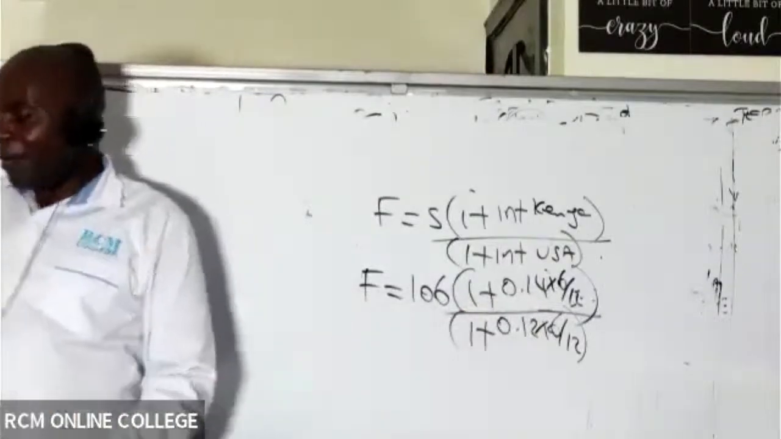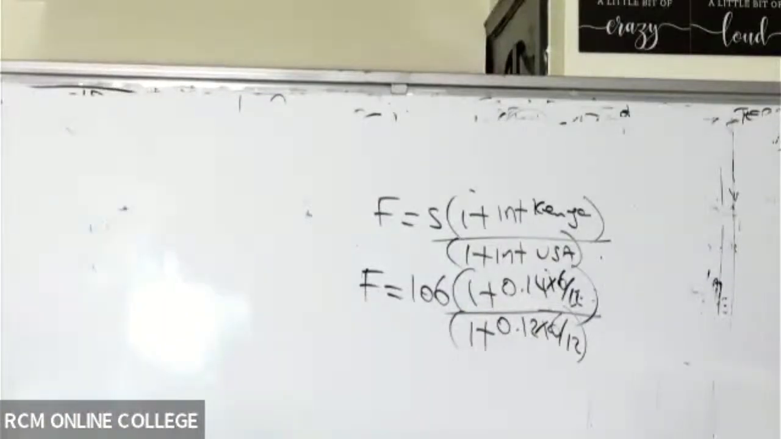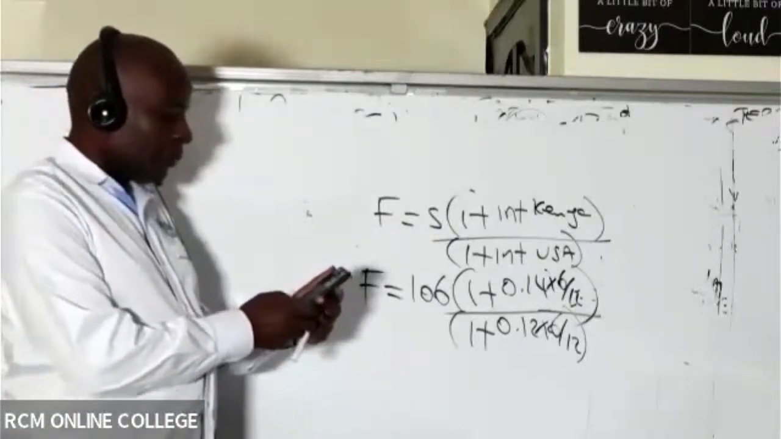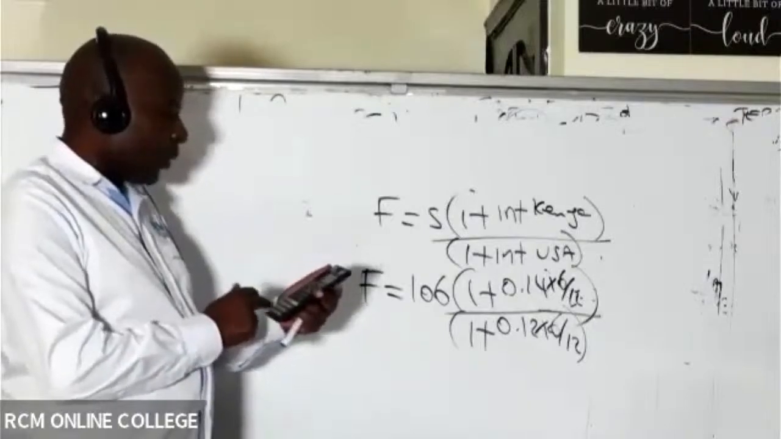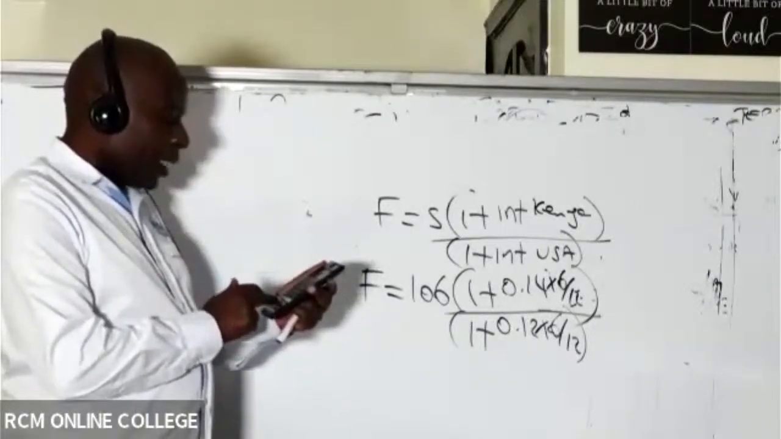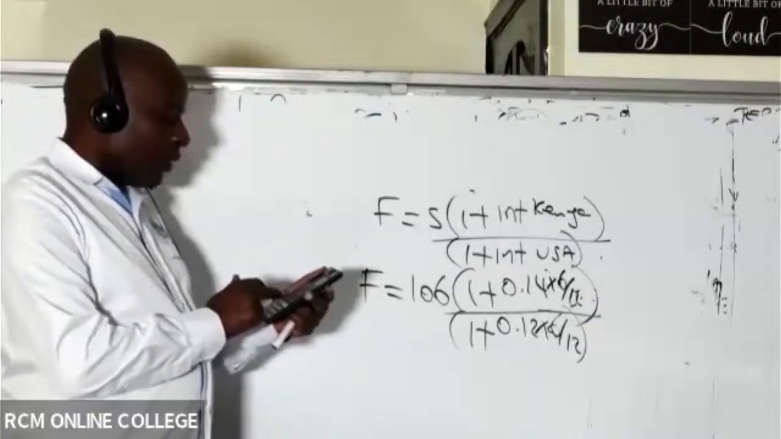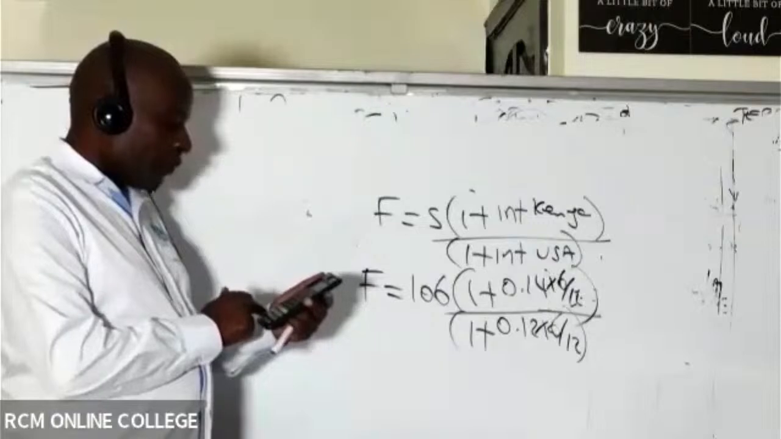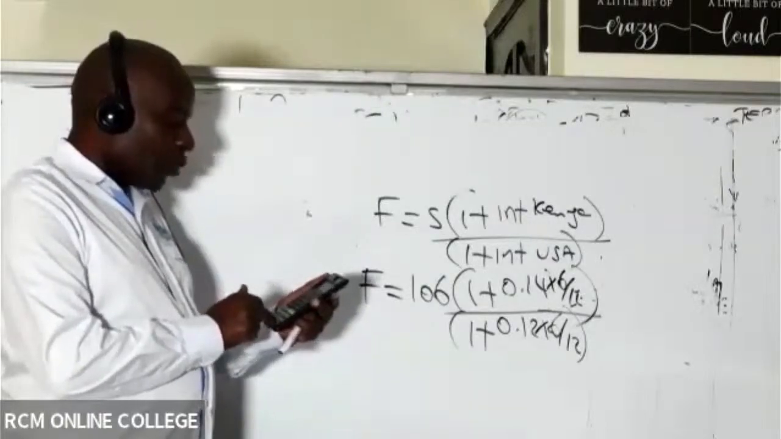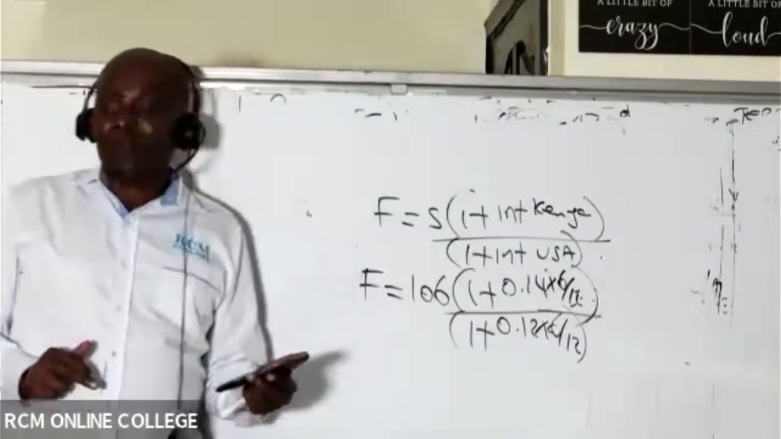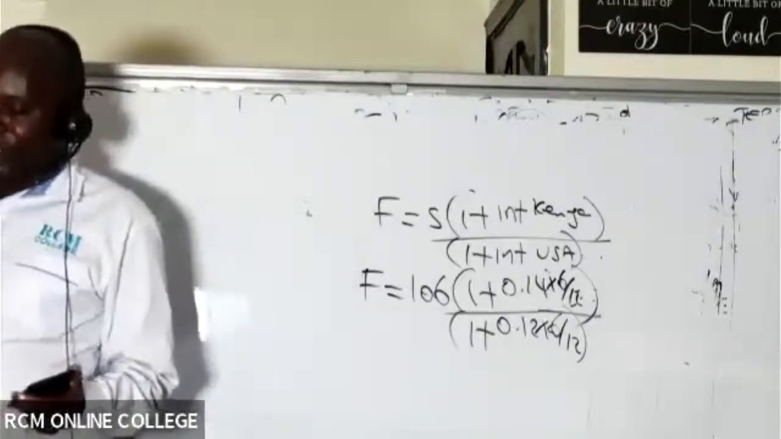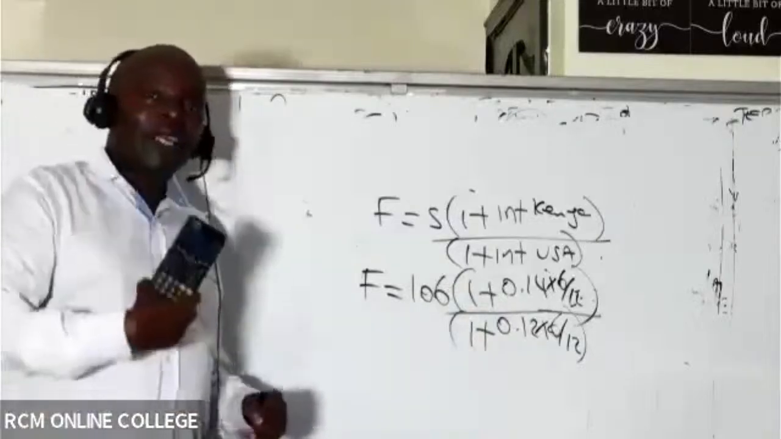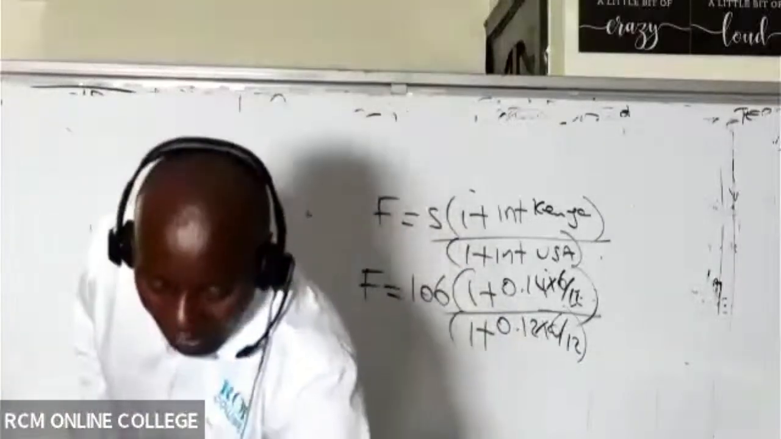So with my calculator, I will say 106 times open brackets, 1 plus 0.14 times 6 over 12, close, divide by open another bracket, 1 plus 0.12 times 6 over 12, close, and then equals. I'm getting exactly 107. Never try to do these things separately. Do it in your calculator, and with one stroke of a pen, you have an answer.